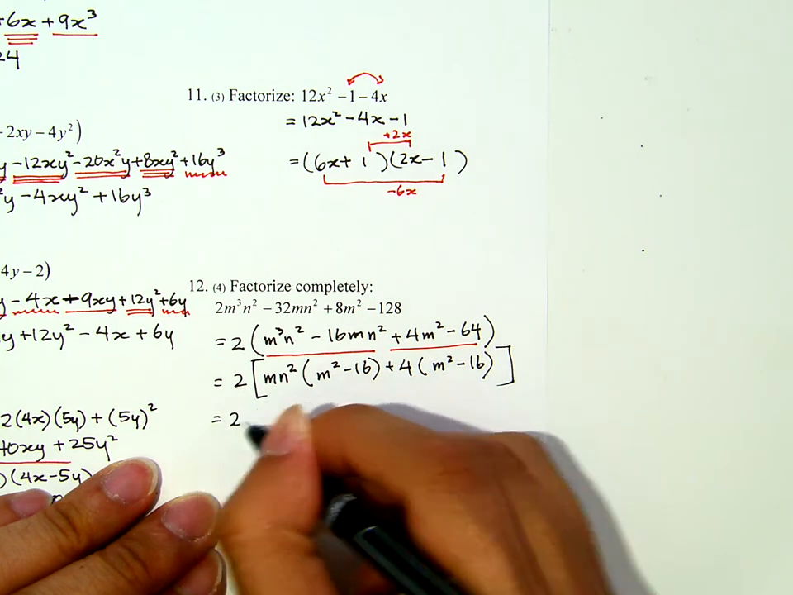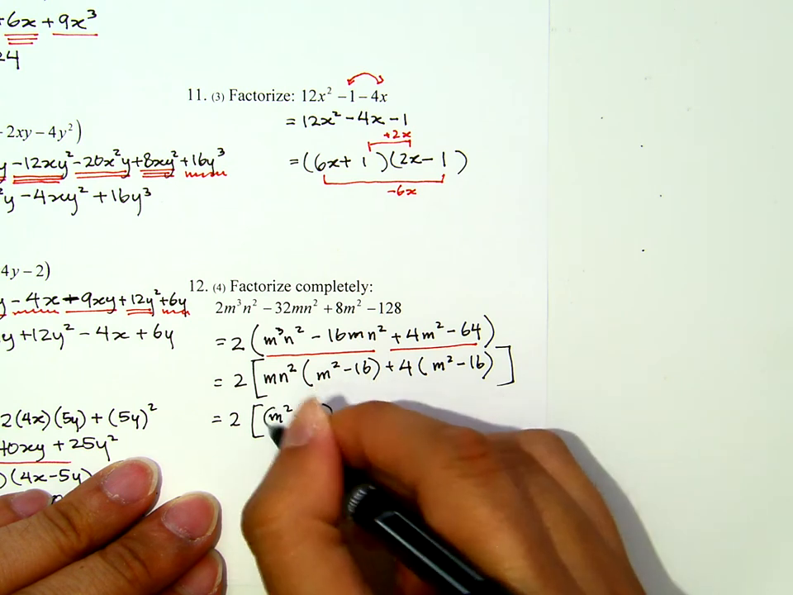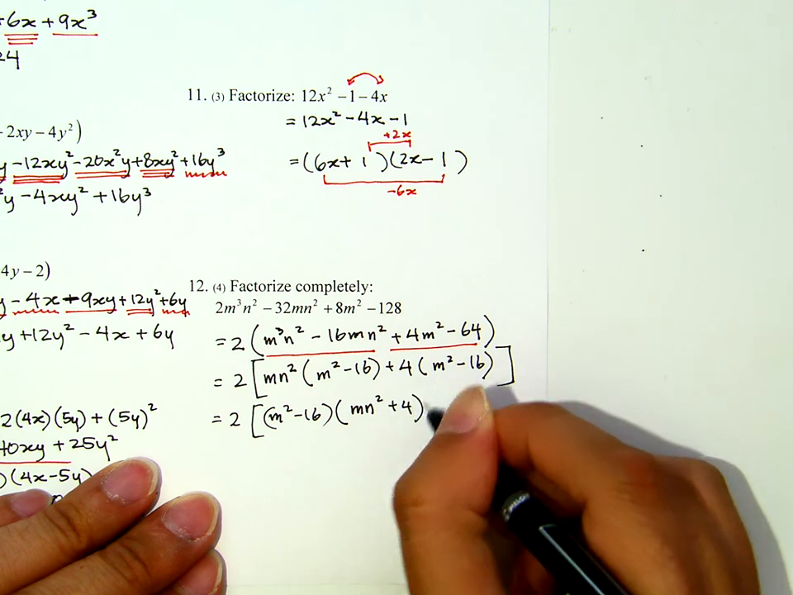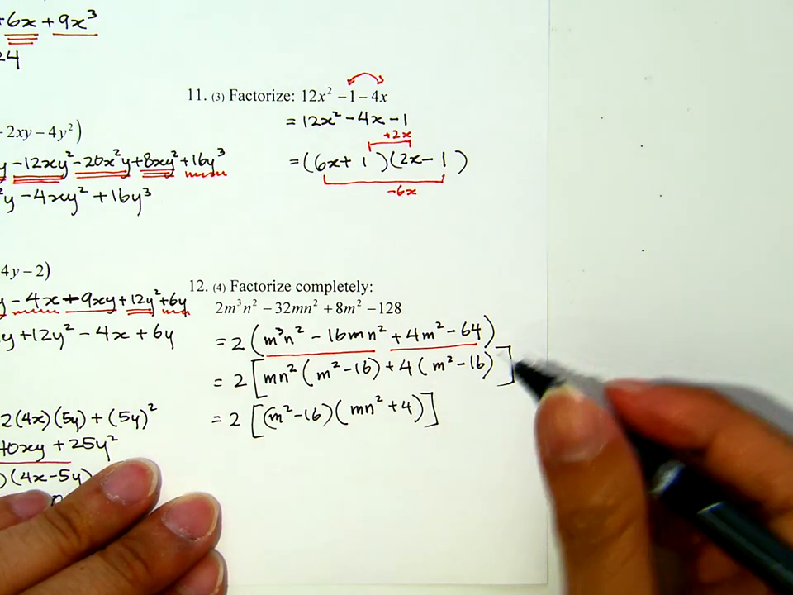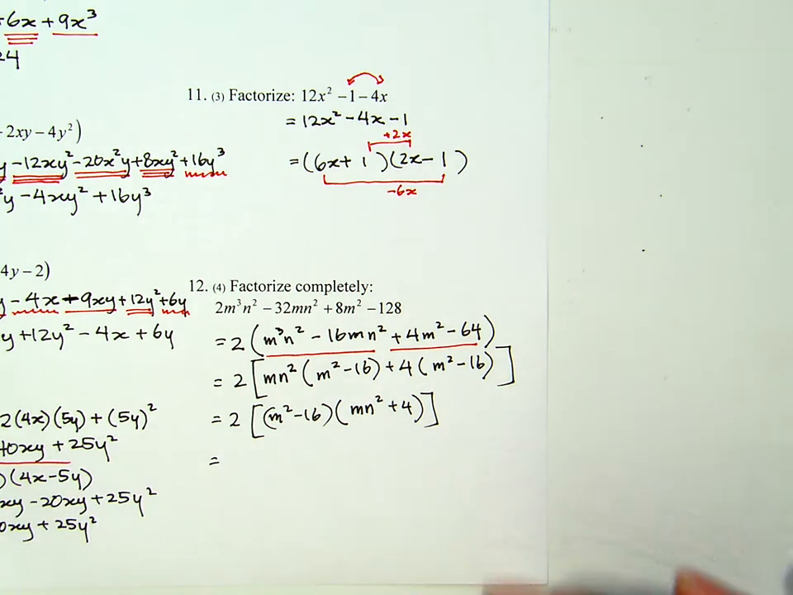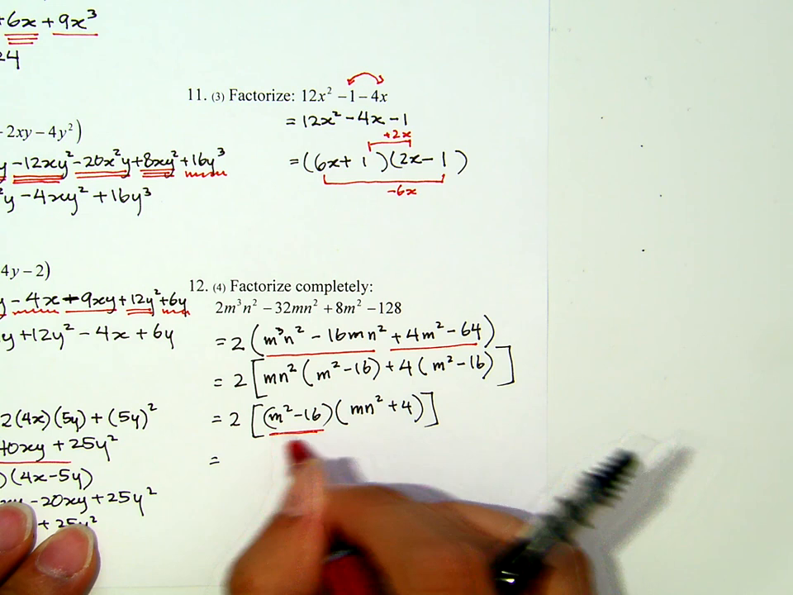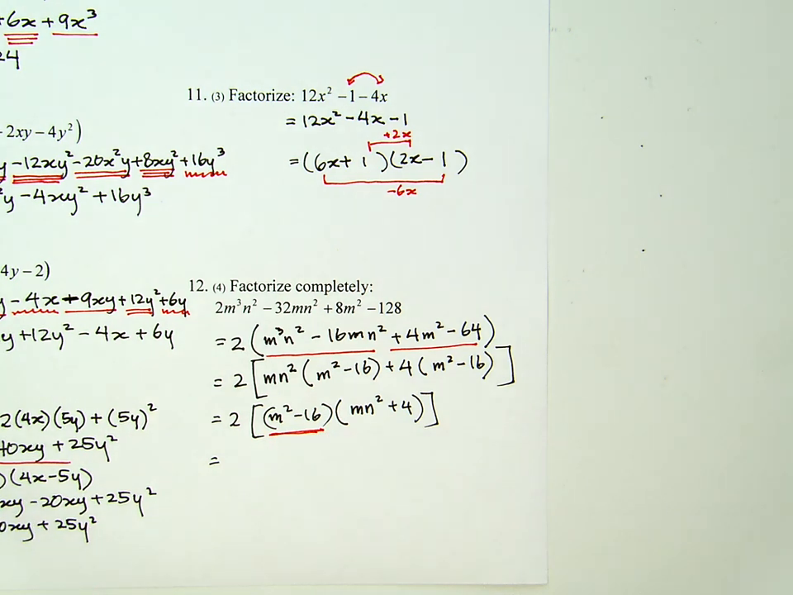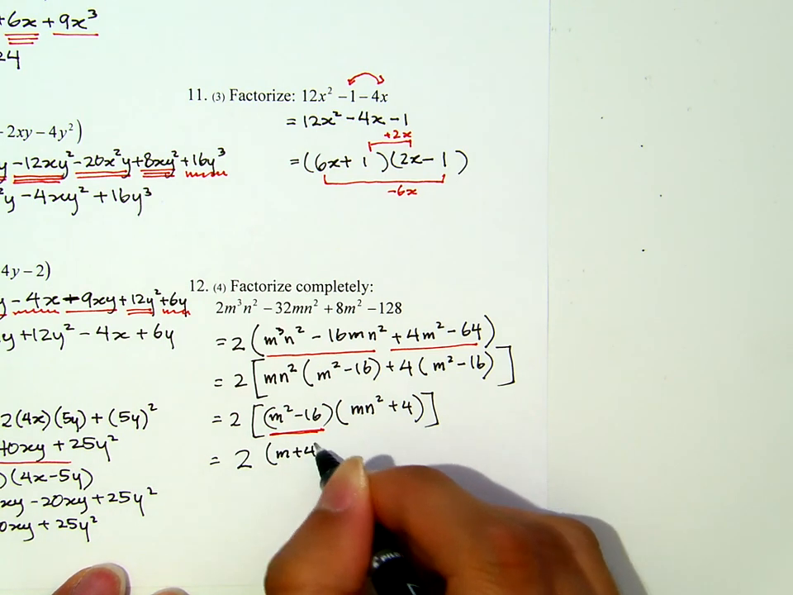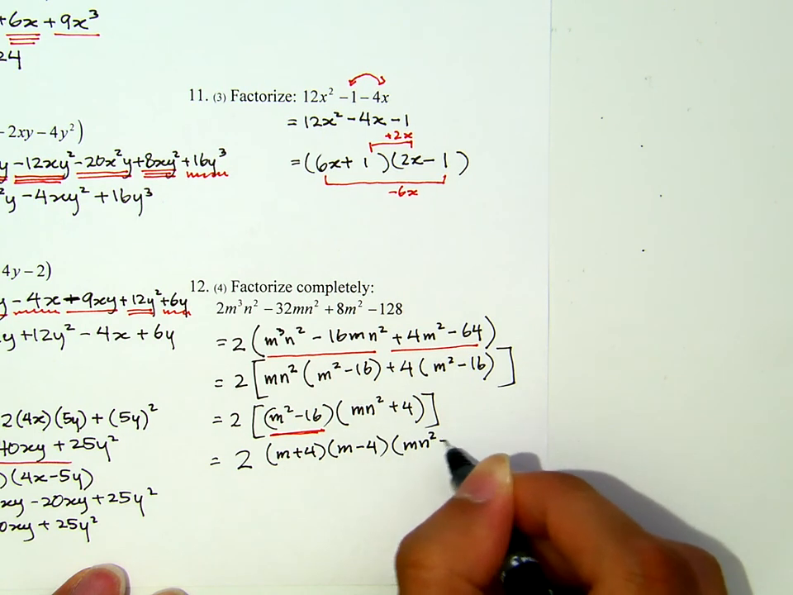Now if I go further, I factorize the common factor m squared minus 16. I have in the other group m n squared plus 4. Okay, notice that at this point I don't need this bracket anymore. Well anyway, I will take off the bracket in this next step, but at the same time you see that this is a difference of squares, so I will break that up. This is 2 times m plus 4 times m minus 4 times m n squared plus 4.